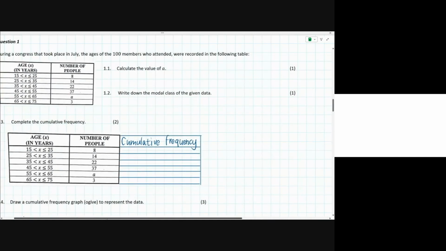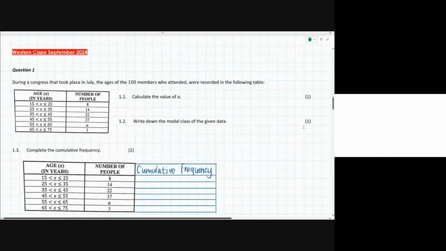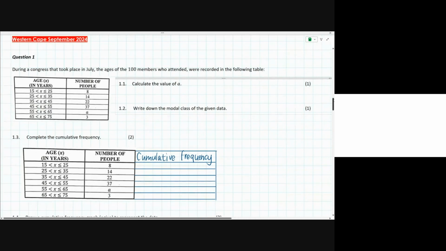Let's just make this big enough so I can see what I'm doing. Righty. So this was the trial paper just written in the Western Cape. For some of you, it would be familiar, for some not. Obviously, all the 2024 trial papers, some of you would have seen, but let's have a look. So it says, during a congress that took place in July, the ages of 100 members who attended were recorded in the following table. So there it is.